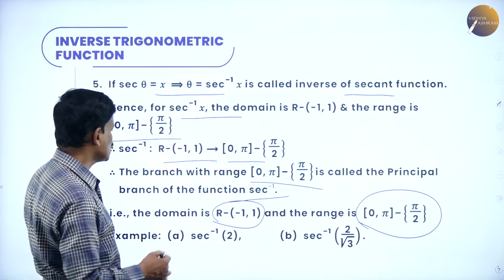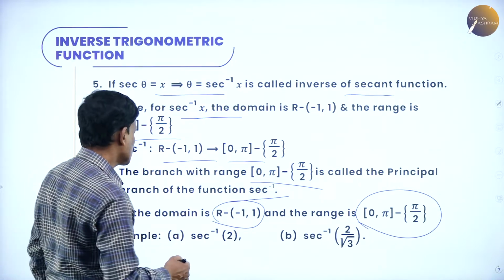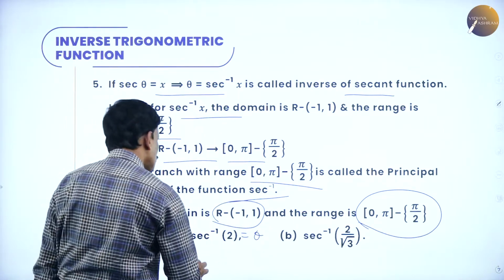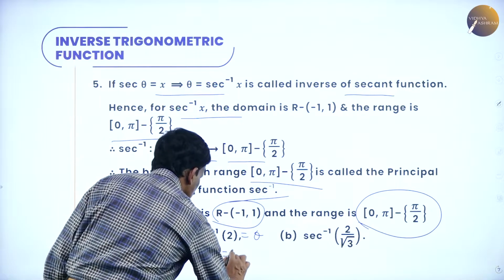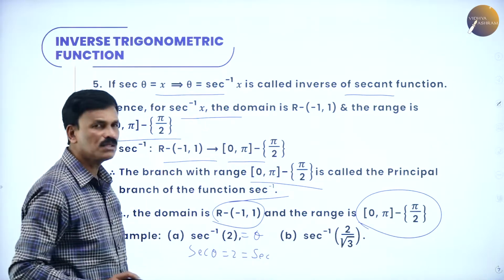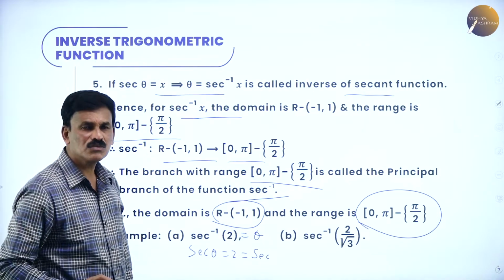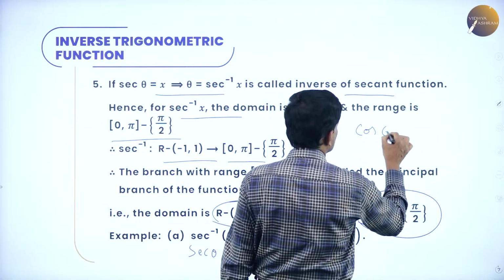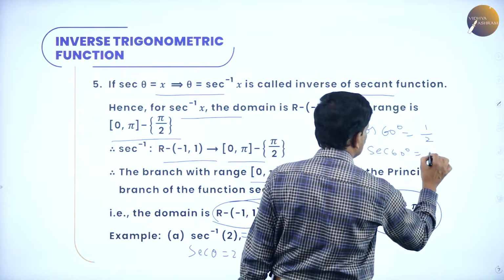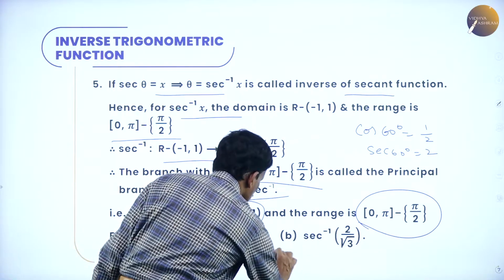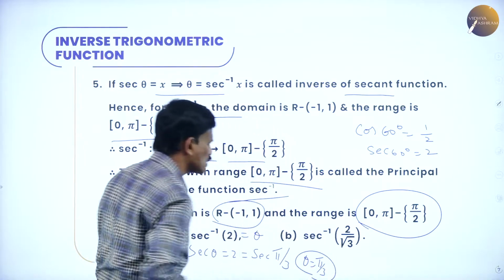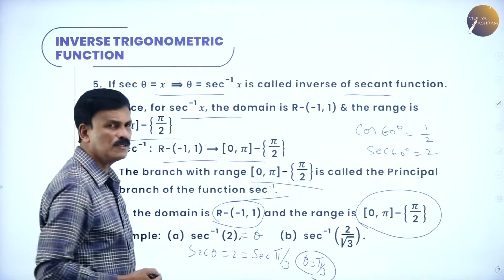Okay. Now let us consider, for example, secant inverse of 2. If this is considered as theta, then secant theta is equal to 2. So for what value of theta will we get secant equal to 2? This is nothing but 60 degrees. Okay. What is cos 60? Cos 60 is equal to 1 by 2. Secant 60 is equal to 2. So this is equal to 60 degrees. 60 degrees is nothing but pi by 3. So theta is equal to pi by 3 in this case, which lies in (0, pi).